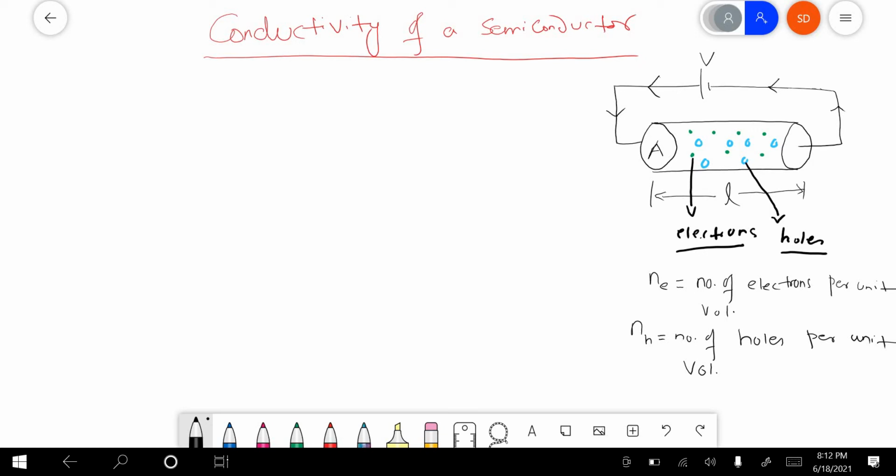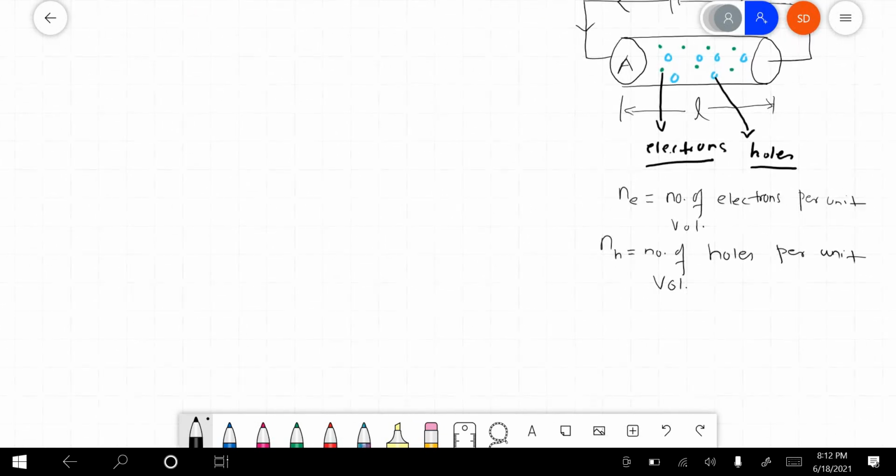Similarly, let the drift velocities of the electrons and holes be represented as follows. Ve is the drift velocity of electrons, where I am representing velocity by small v, and Vh is the drift velocity of holes.